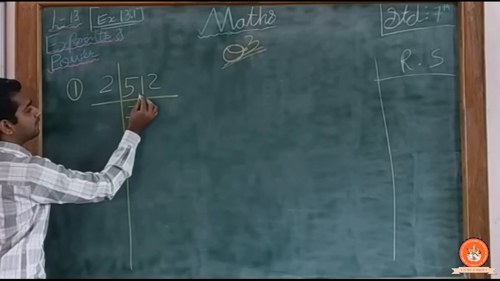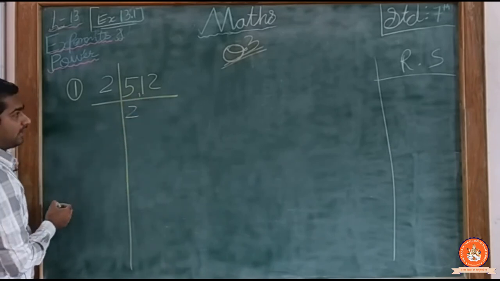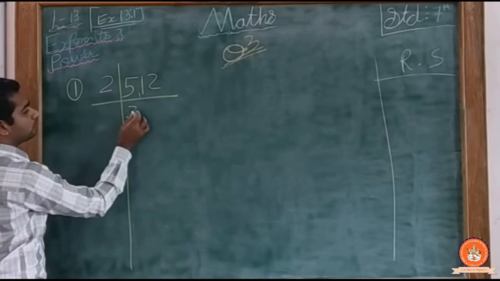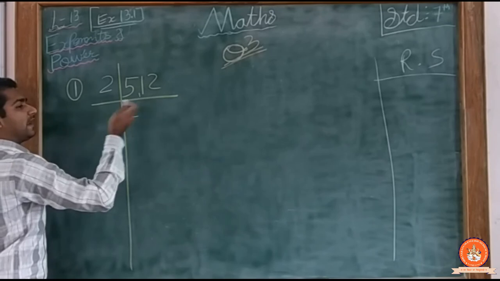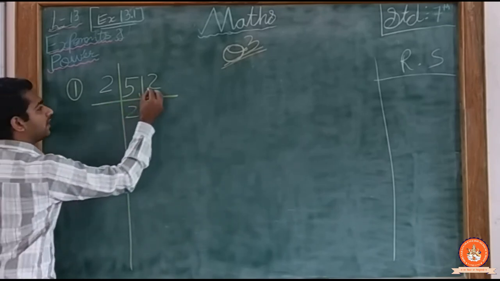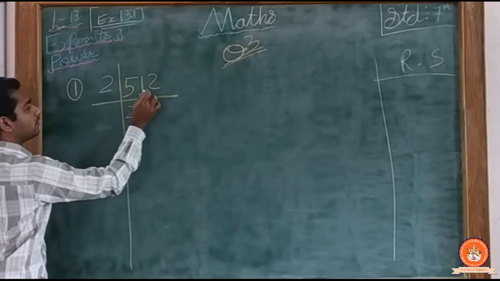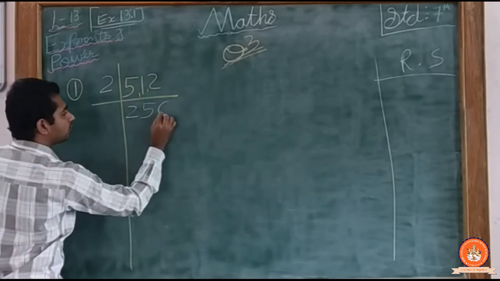Now it becomes 11. Here is a small one and a bigger one. That means it becomes 11. 2 5s are 10 and 2 6s are 12. So we will write 2 5s are 10. One remains, we will write it here. It becomes 12. So what will we write? 2 6s are 12.